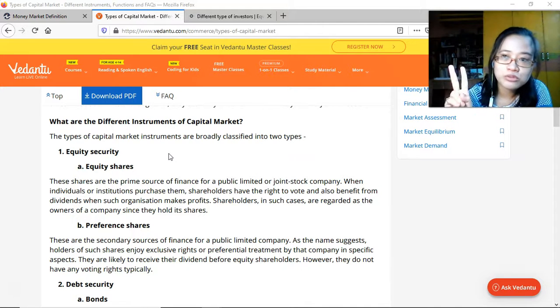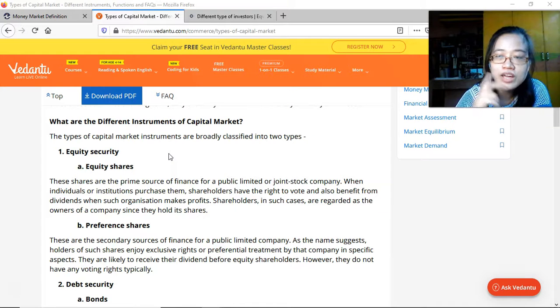Pero yung equity, merong 2 types din. Yung common shares na tinatawag or equity shares. These shares are the prime source of finance for a public limited or joint stock company. When individuals or institutions purchase them, shareholders have the right to vote and also benefit from dividends kapag nag-declare ang organization. If they have profits, tapos they declare part of the profits as dividends. Shareholders in such cases are regarded as the owners of the company since they hold its shares.